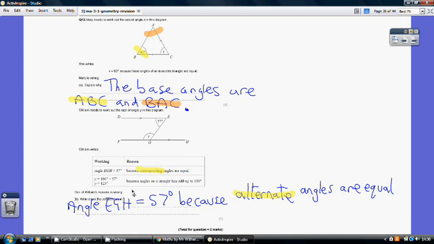Now for part B, where's William gone wrong with these workings? Well, it's the reason given for the first angle. Angle EGH is indeed 57 degrees, but that's because alternate angles are equal, not because of corresponding angles being equal.